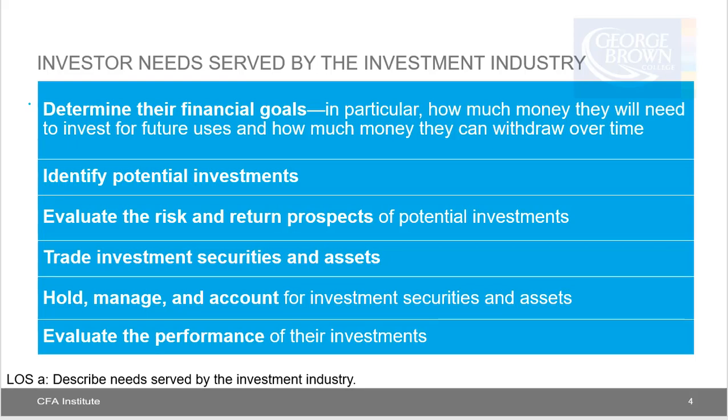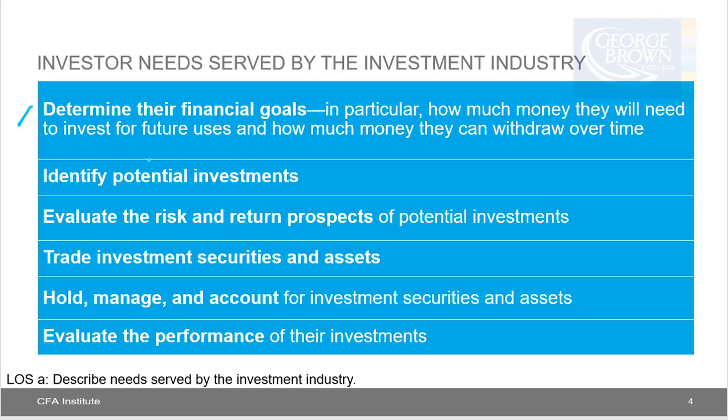Learning Outcome Statement A is describe needs served by the investment industry. So this is coming in under Section 2 of the chapter, how the investment industry promotes successful investing. Okay? So the investment industry provides services to those who have money to invest, individual and institutional investors who become providers of capital. Investing involves many activities that most individual and institutional investors cannot do themselves.